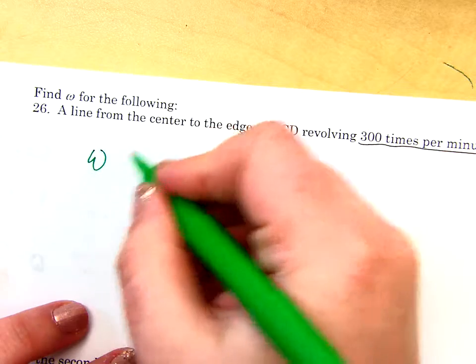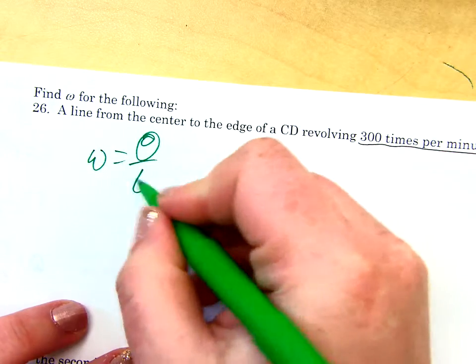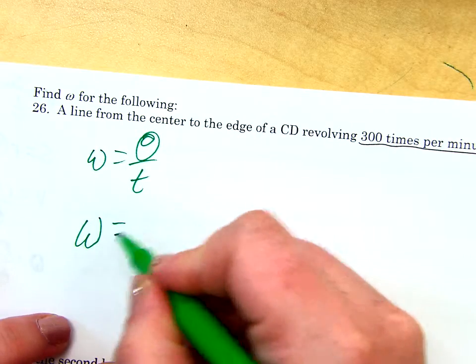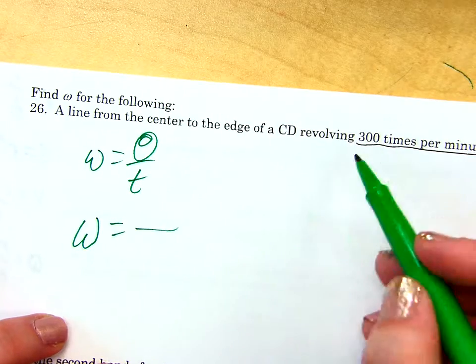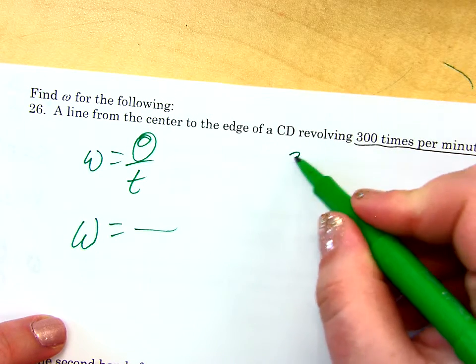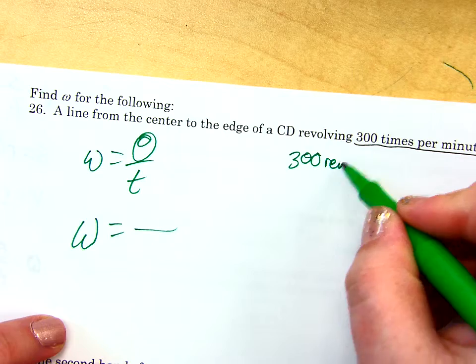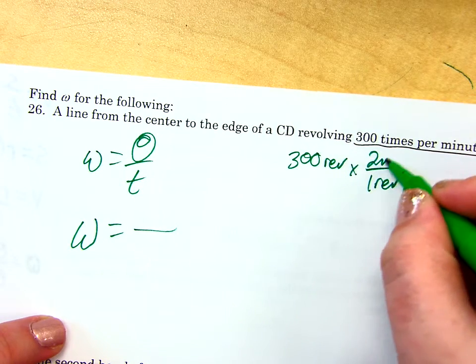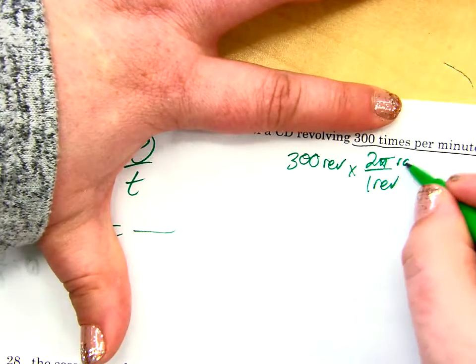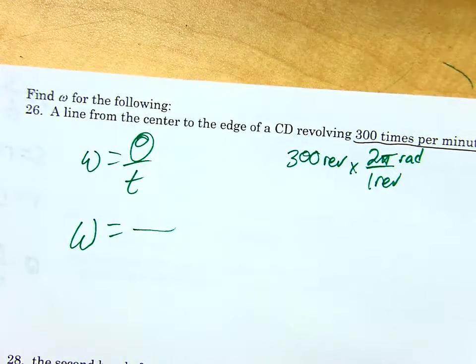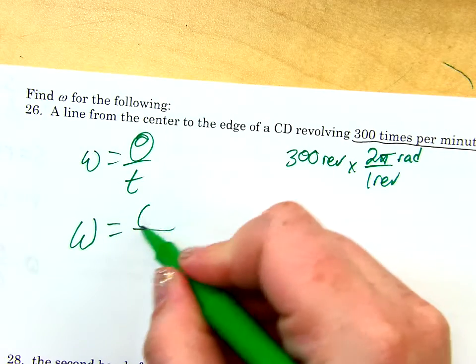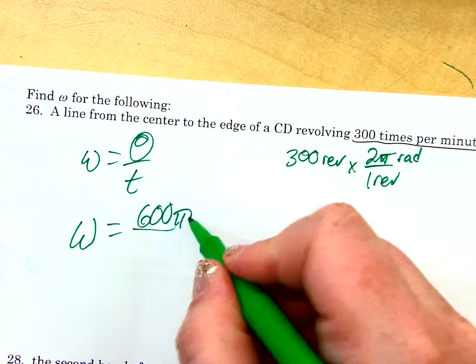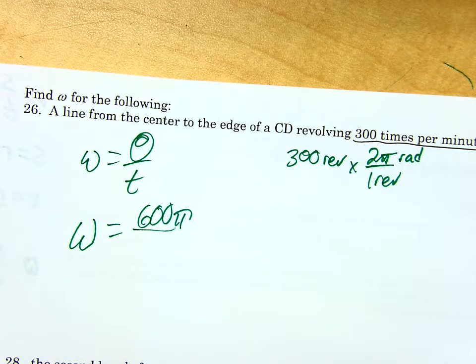So I'm just going to use funny W equals theta over t to find funny W. Remember, I need this in radians, and you guys just told me 300 revolutions. In 1 revolution, I go 2 pi radians. So that's where 600 pi comes from. So I get 600 pi radians.